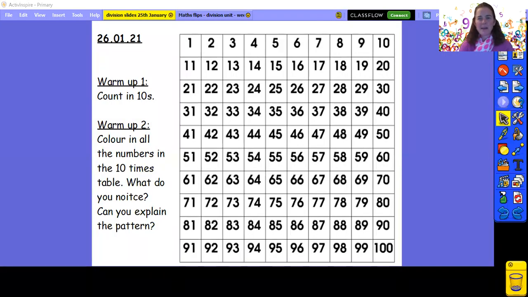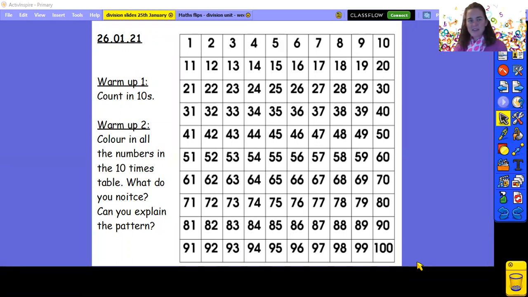Okay, so a bit like yesterday, could you go and get a 100 square because we're going to be needing this for part of our warm-up. So pop me on pause and go and find a 100 square. Welcome back. Okay, hopefully you've got a 100 square in front of you.